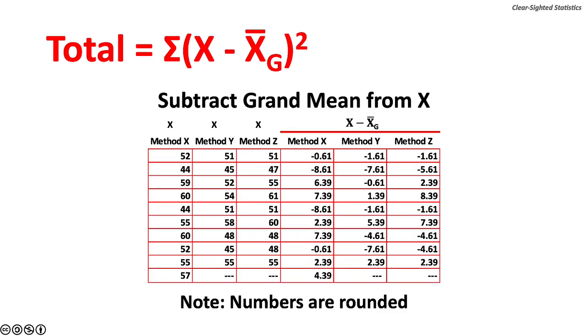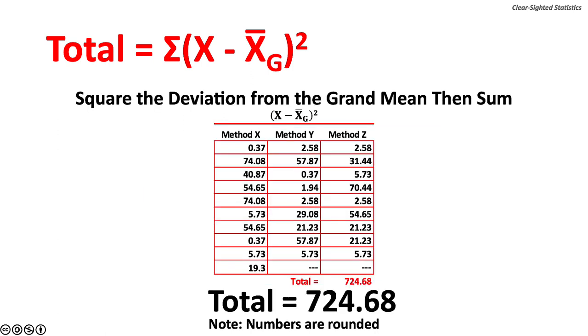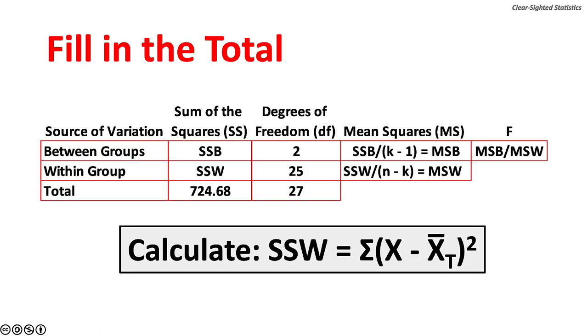The next step is to subtract the grand mean from each random variable. Please note these numbers are rounded. We then square each deviation from the grand mean and then sum them. Total equals 724.68. We then add total to the ANOVA table.